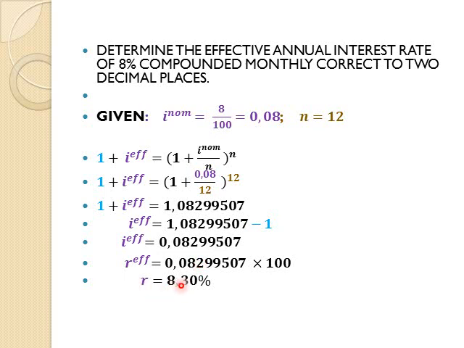So my rate is 8.30%. Struggling with 2 decimal places? On Simon's Math 10, I've done rounding off to 2 decimal places slowly and peacefully so that you can understand how to round off. So feel free to go look at that lesson.